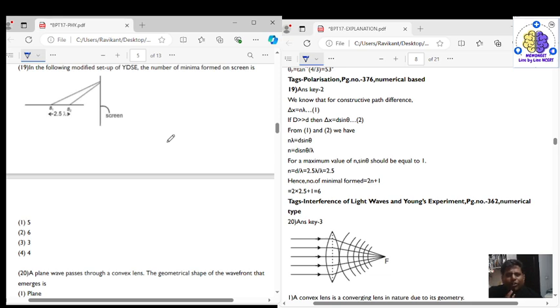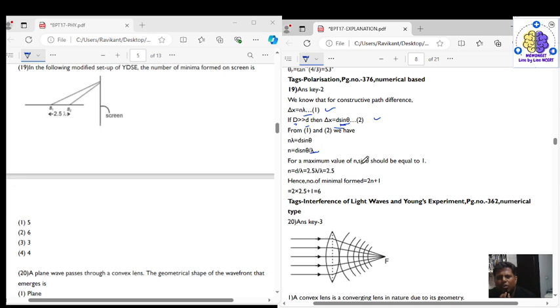Question number 19 says, in the following modified setup of Young's double slit experiment, the number of minima formed on the screen is. Alright. So here we know that for constructive interference, the path difference delta x is equal to n lambda, right? Now if the distance between the screen and the slits is much greater than d, then delta x is equal to d sine theta, right? So solving these, we get n lambda equals d sine theta, and n equals d sine theta upon lambda, right?